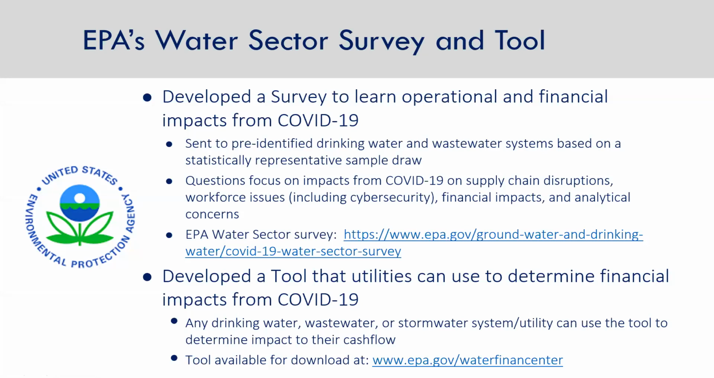EPA conducted a soft launch of the survey to about 100 water sector utilities to address any potential technical issues, and that started last week. The survey was released yesterday, October 7th, to the remaining 4,000 utilities for which we have email addresses and contact information. Recipients have approximately 2 weeks to respond.